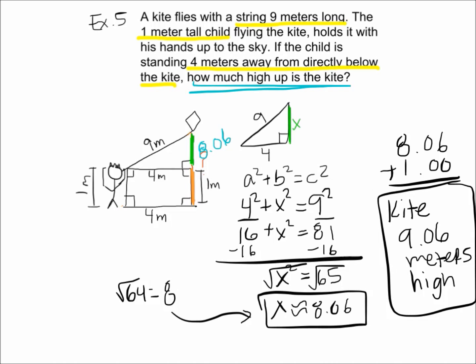Now, as a reminder, I want you to go back to all 5 questions and make sure that all of your answers are represented not only in approximate decimal form, but in simplified radical form. So please make sure you do that for all 5 examples. Good luck.